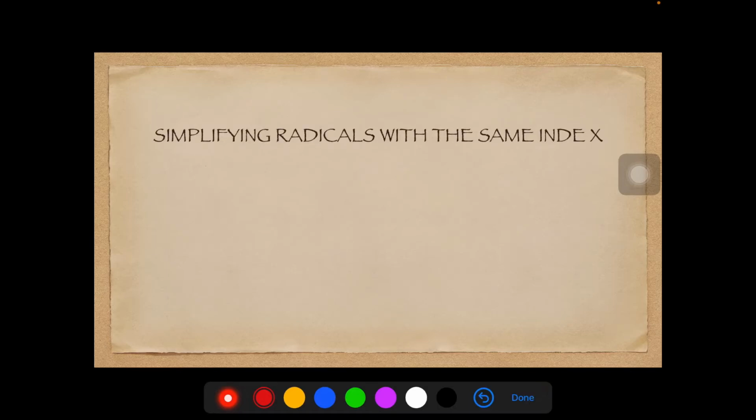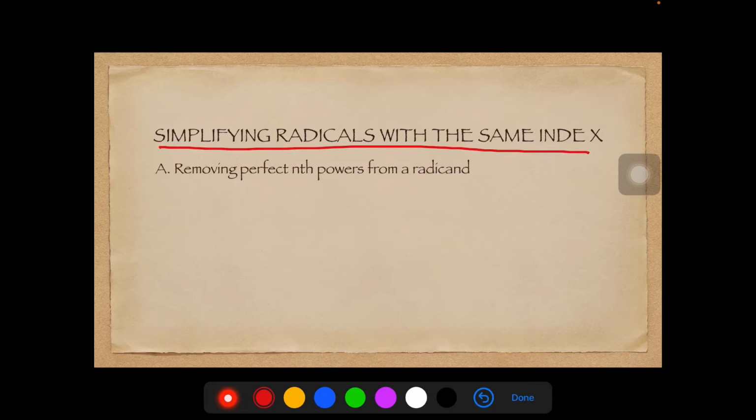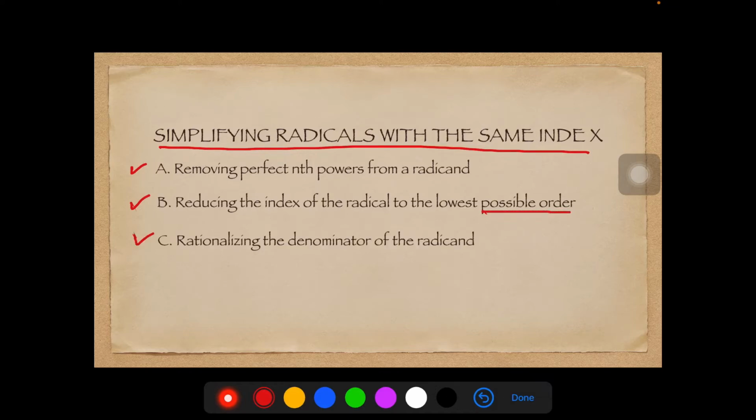We are now on how to simplify radicals with the same index, which is our main lesson for this time. There are 3 ways of simplifying radicals. The first one is removing the perfect nth powers from a radicand, which we will have an example of later on. The second one is reducing the index of the radical to the lowest possible index. And the third one is rationalizing the denominator of the radicand.